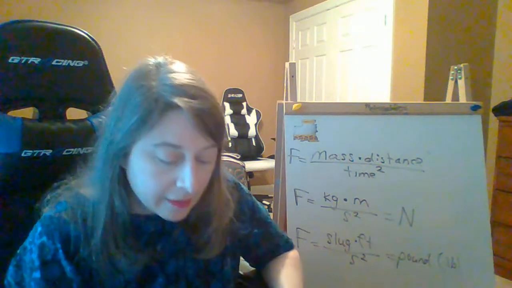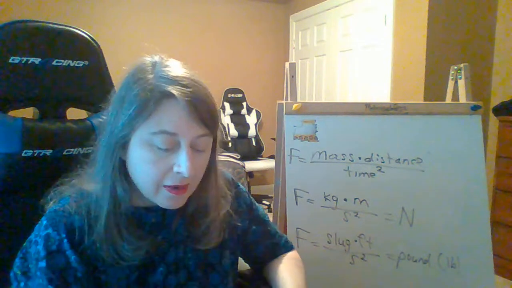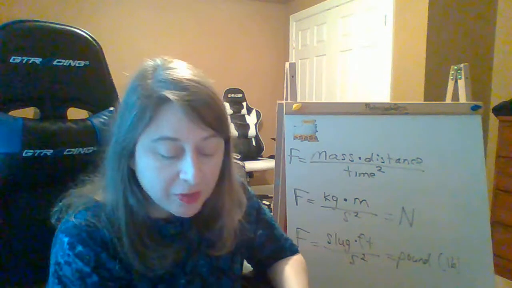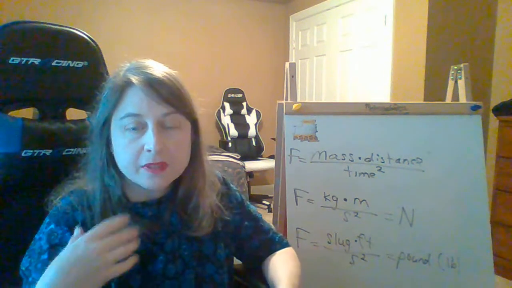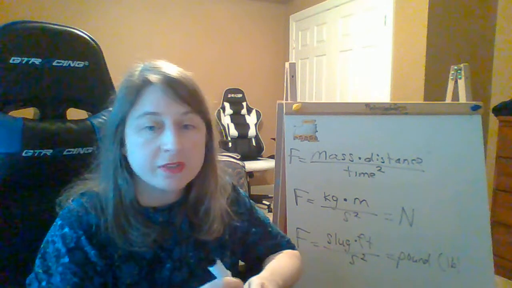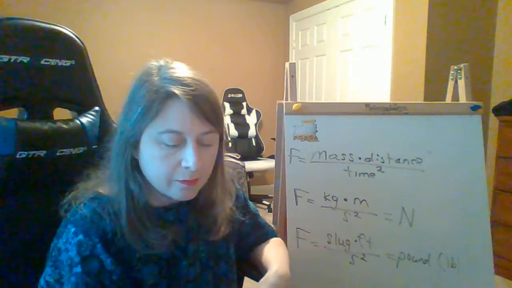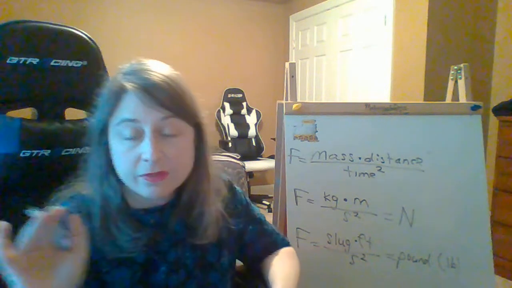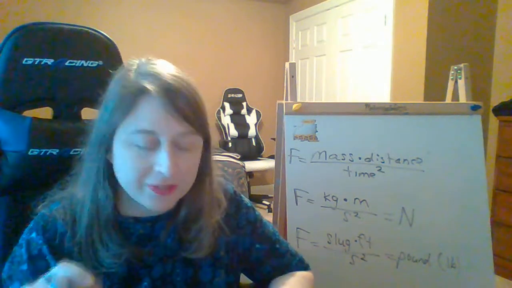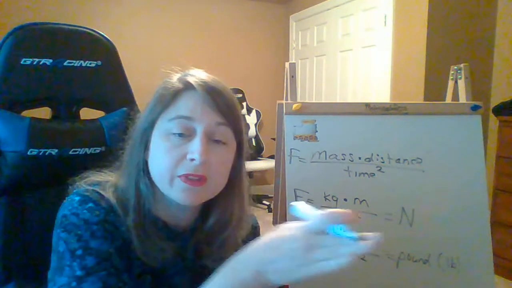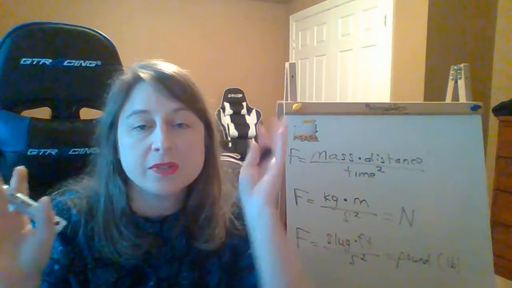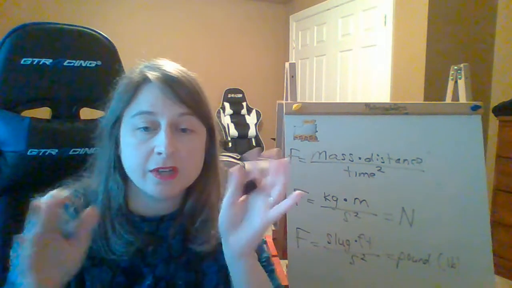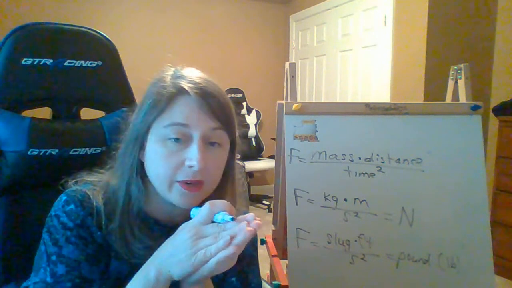Let's see. If he gives you a math problem where there's two choices for your coefficient of friction, then you're going to use the coefficient of kinetic friction if the two surfaces are moving relative to each other, and you'll use the coefficient of static friction if the two surfaces are stationary relative to each other.